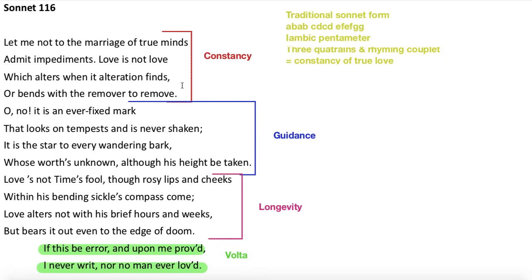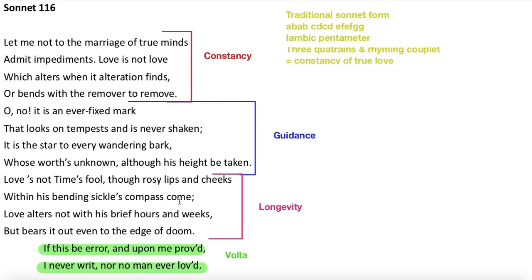So the first quatrain, I would argue, focuses on the constancy of love, the fact that it doesn't change and it never goes away. I would then say that the second quatrain focuses on how love provides guidance and is of great value. And then finally, the third stanza really focuses on the longevity of love, how it really outlives our lives and it lasts forever.